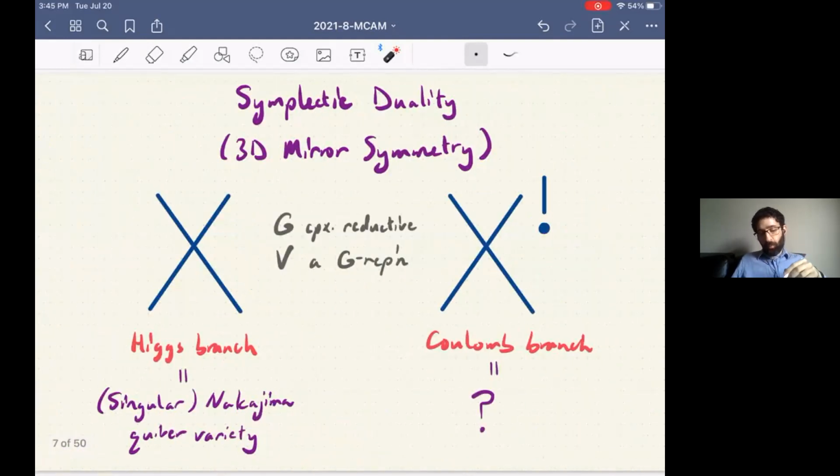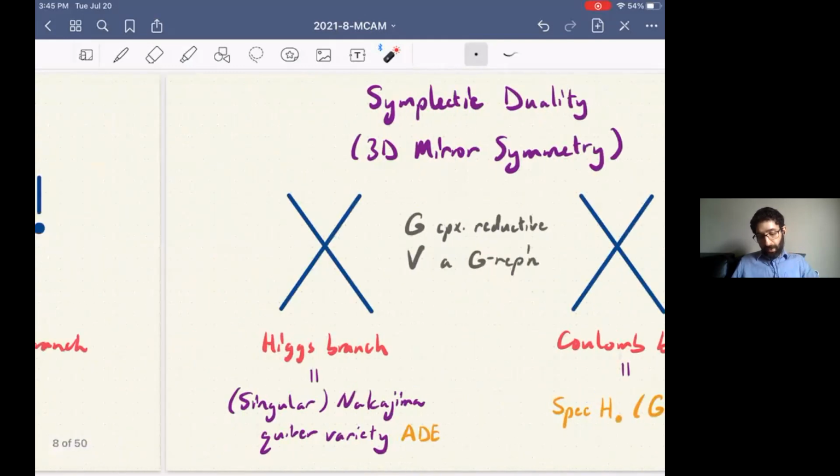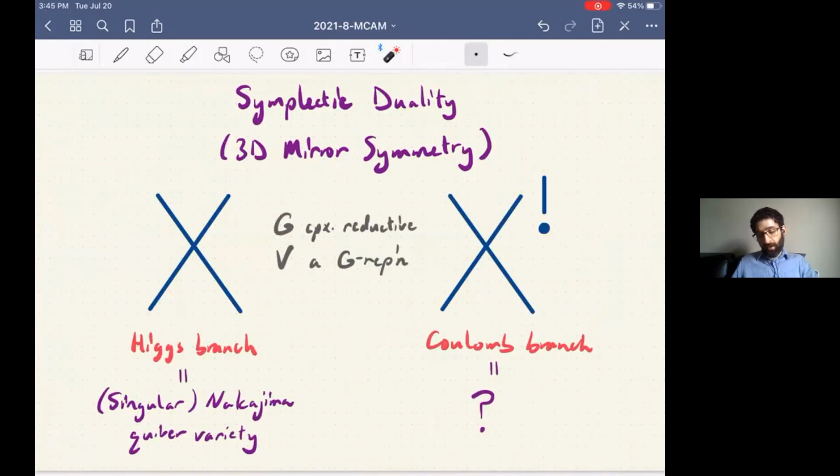Now you can ask, what are these spaces, or what should they be? Can X and X mark be anything, or are they something specific? Well, I think it's generally accepted now that X is a singular Nakajima quiver variety. And this quiver variety is cooked up from G and V in a particular way.